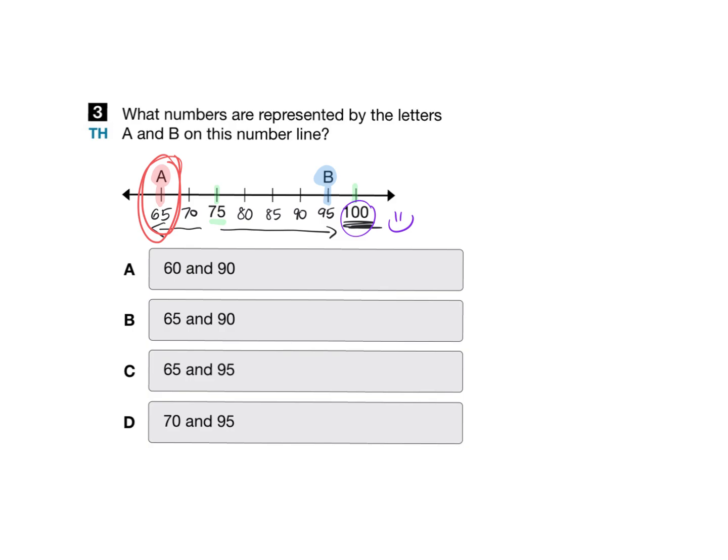So what's the missing number represented by the letter A? 65. And what's the missing number represented by the letter B? 90. Good. So which option is the answer? A, B, C, or D? C. C tells us that the answer is 65 and 95. Excellent work.